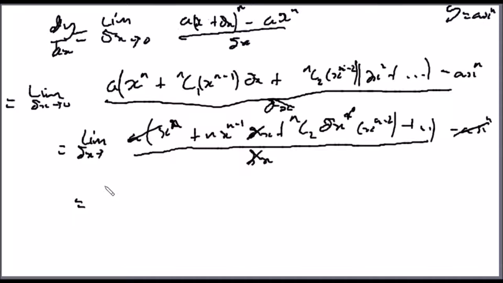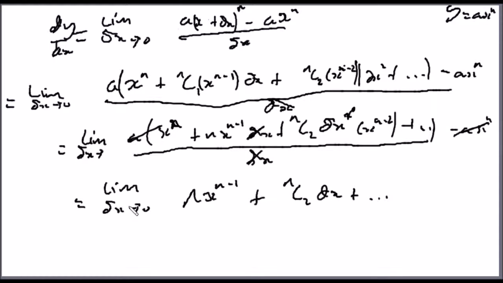So this is equal to nx to the power of n minus 1 plus n choose 2 delta x, and so on. And due to this limiting process, the gradient function is just n. Oh, apologies, there's actually an a as well. Just missed that out. But yeah, nax to the power of n minus 1.